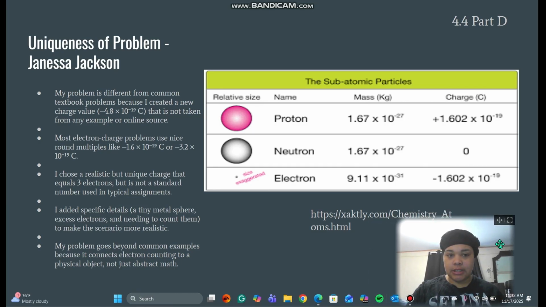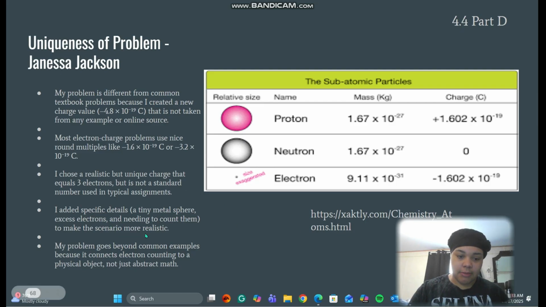4.4, uniqueness of the problem. My problem is different from common textbook problems because I created a charge value. I chose a realistic but unique charge that equals 3 electrons. And my problem goes beyond examples because it connects electron counting to a physical object, not just abstract math. That's my little insight on my problem, the differences between my problem and others.